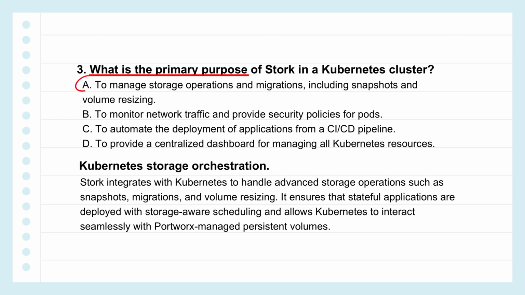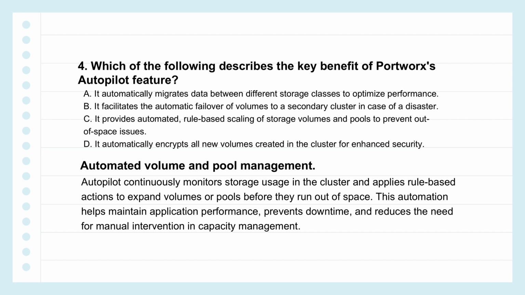So it's the brain making Portworx storage truly Kubernetes native. You got it. Kubernetes storage orchestration, basically. Okay, that's Stork handling the orchestration, making it all work smoothly with Kubernetes. But what about capacity? Making sure you don't just run out of space. That leads us to another really smart feature, Autopilot. What's the key benefit there, especially for stopping those out-of-space problems?